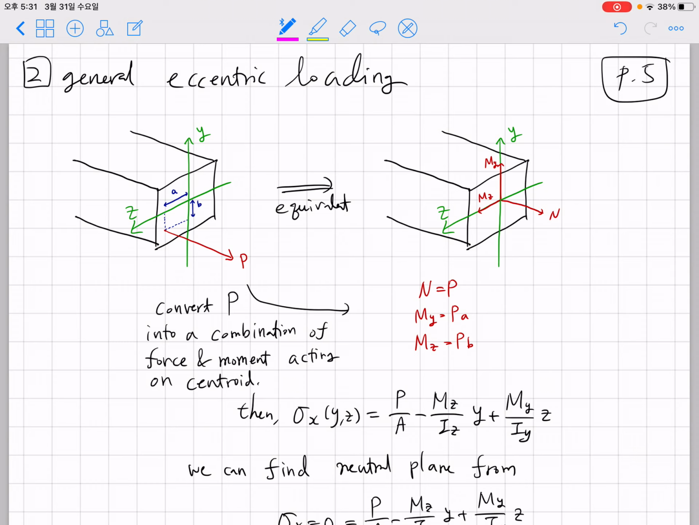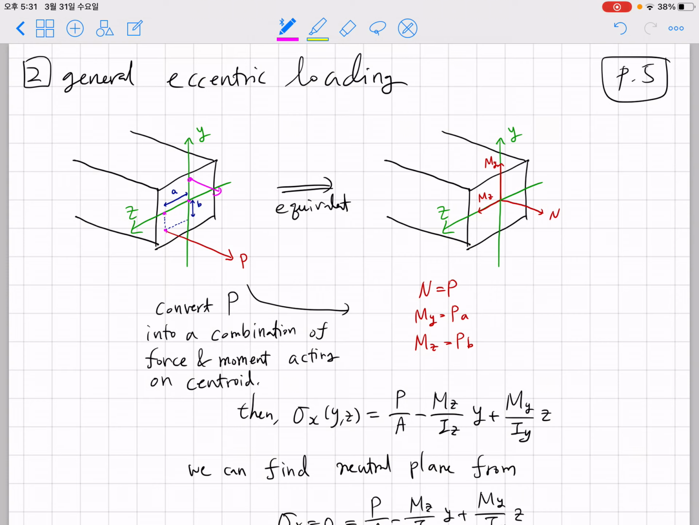So until now, we considered eccentric loading when P is located on the y-axis, right? Instead of locating P on the y-axis, you can think about having P at any kind of point in the YZ plane. Suppose that you have P acting at a distance b from the centroid in the y direction and distance a from the centroid in the z direction.